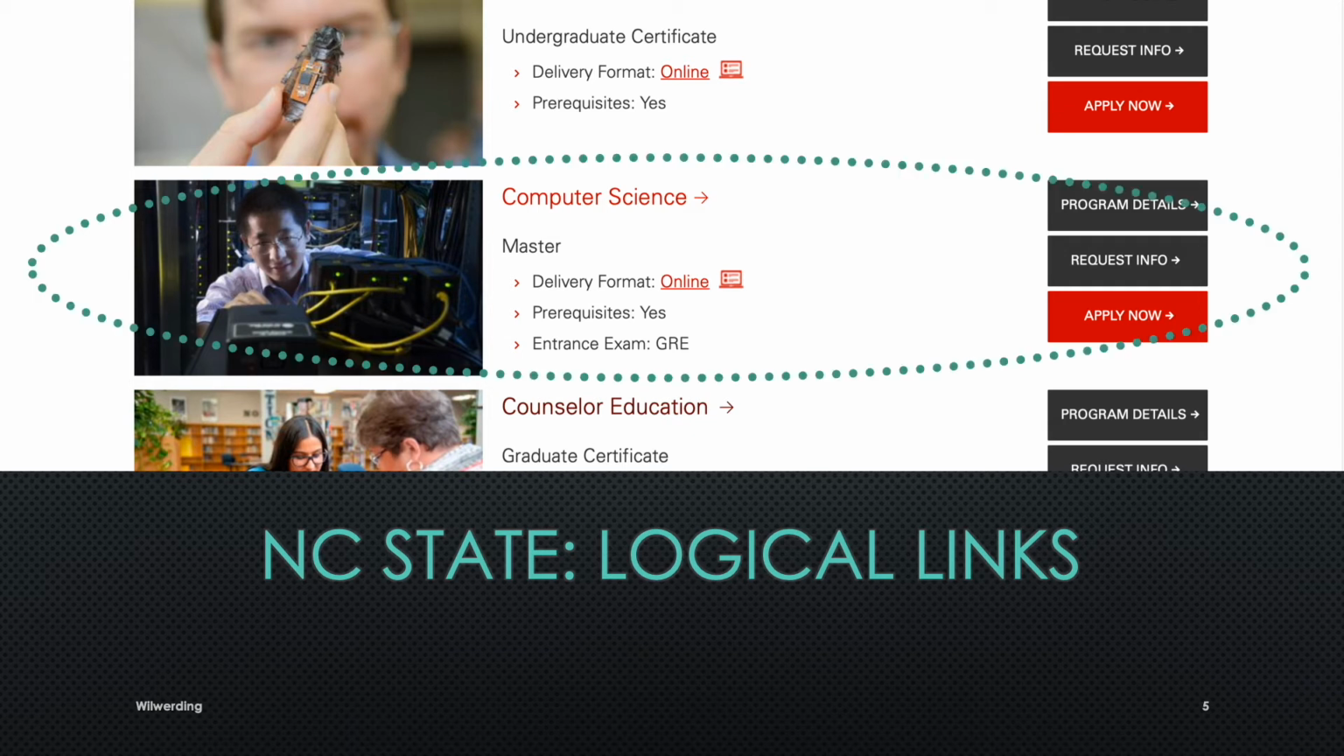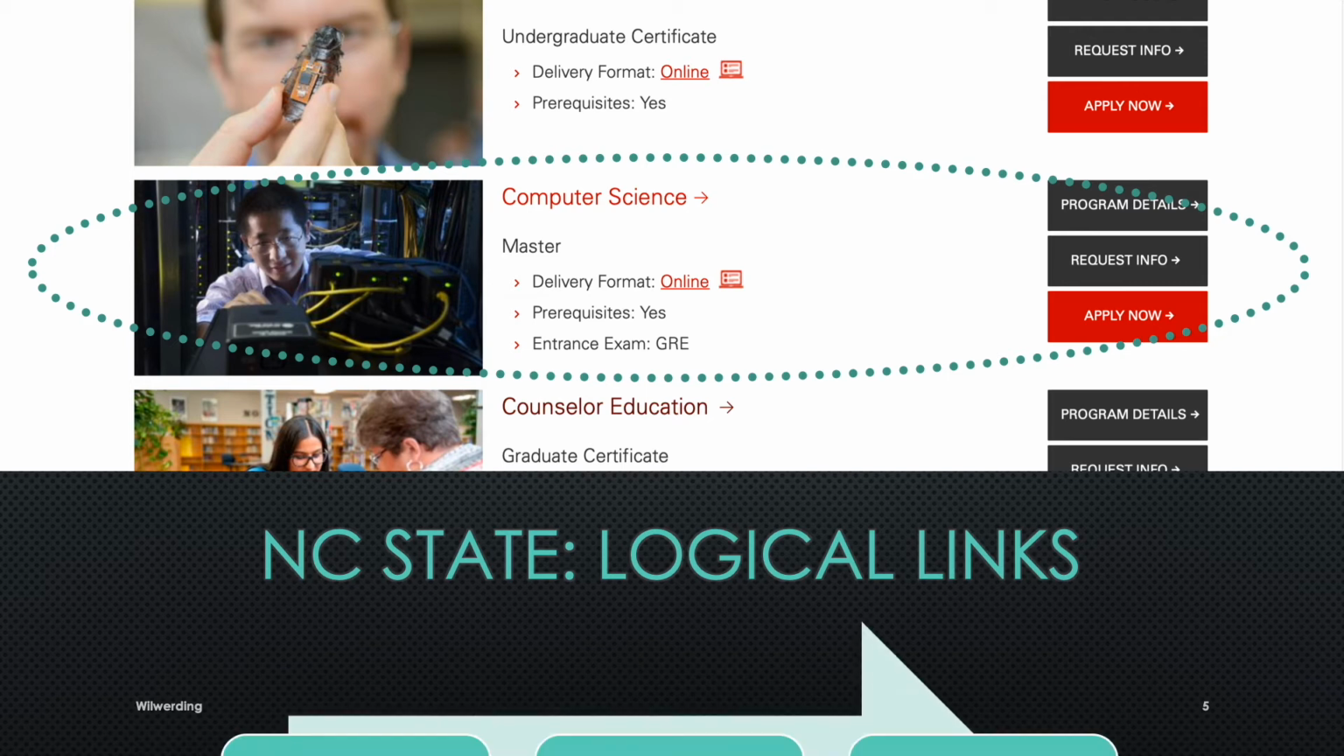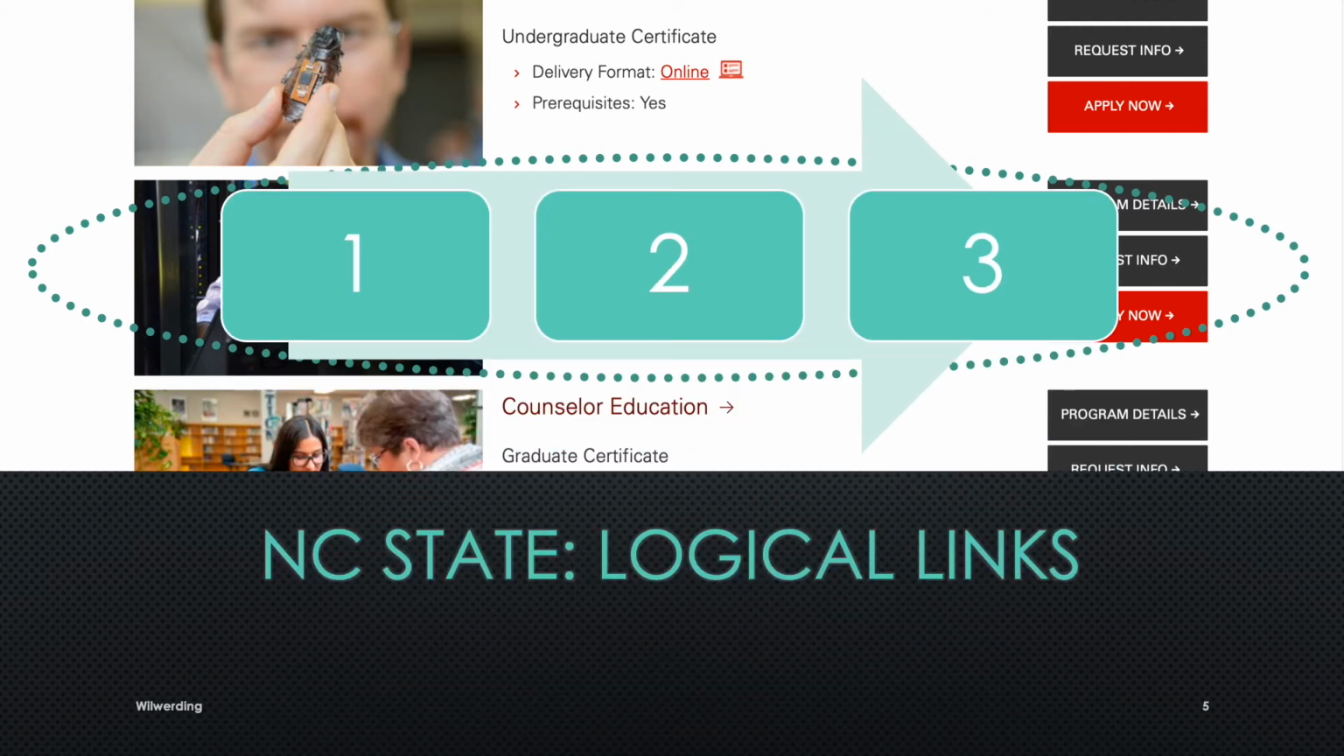This link led me to the page containing the information I was looking for: eligibility to begin the computer science degree. Using the NC State website was as easy as 1, 2, 3. With 3 clicks, I was where I wanted to be.